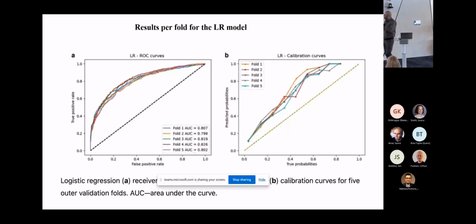Okay, so this is the logistic regression where we modeled the risk factors that were defined by other research, and it's kind of prior knowledge. So we can see that it was performing relatively lower than the deep learning model, and it's not well calibrated.